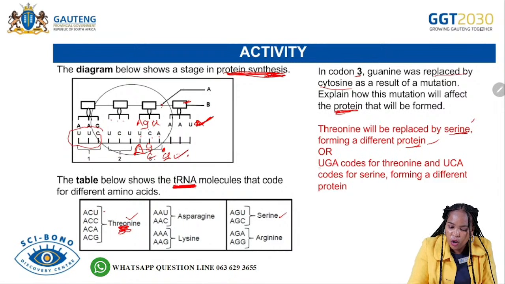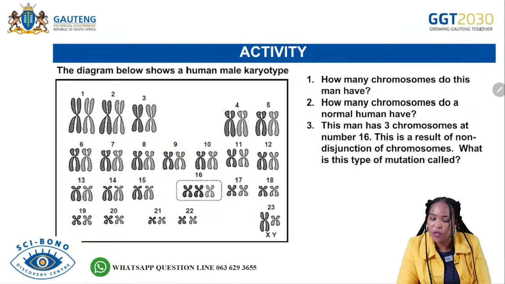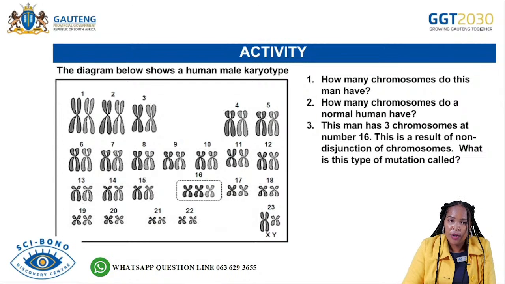So now you see, you take it from your codons, your anticodons, what gives you the name, and then you can structure your answer in this fashion to say UGA codes for threonine and UCA codes for serine, forming a different protein. So the protein that is forming here is going to be different from what was supposed to be formed here. So that is a gene mutation, an example of gene mutation. I don't know if we have time to finish our last question. We can continue with the last question.